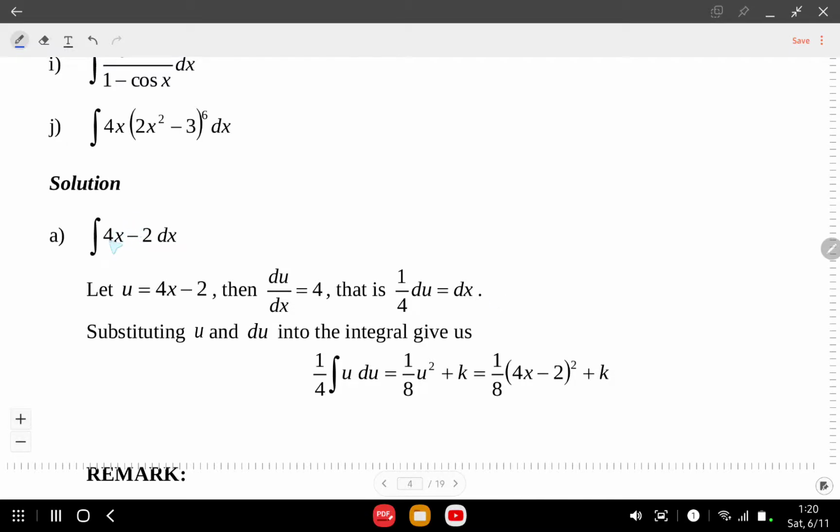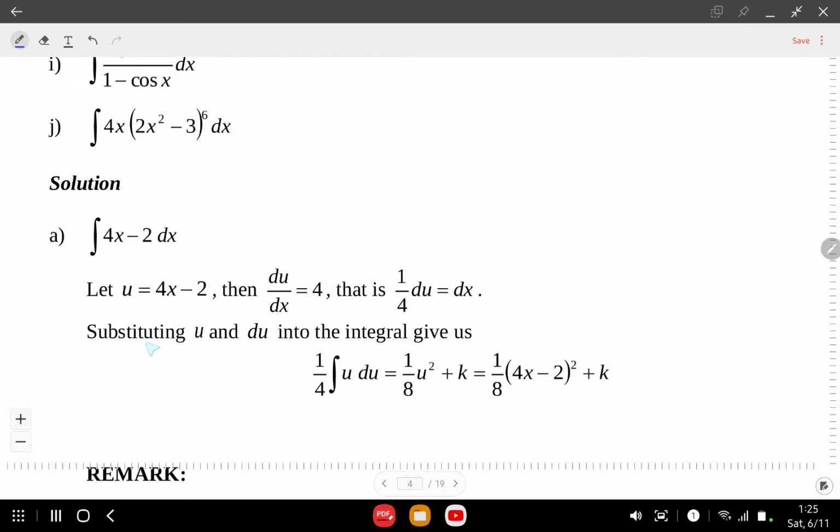Okay, this is the original integral, which is our function 4x minus 2. So look at the solution here. First we let our u be 4x minus 2. Okay, meaning that we choose this term as our u, and then we differentiate this term. We'll get du over dx equals 4. So from here, kalau kita darab silang, we will get 1 over 4 du equals dx.